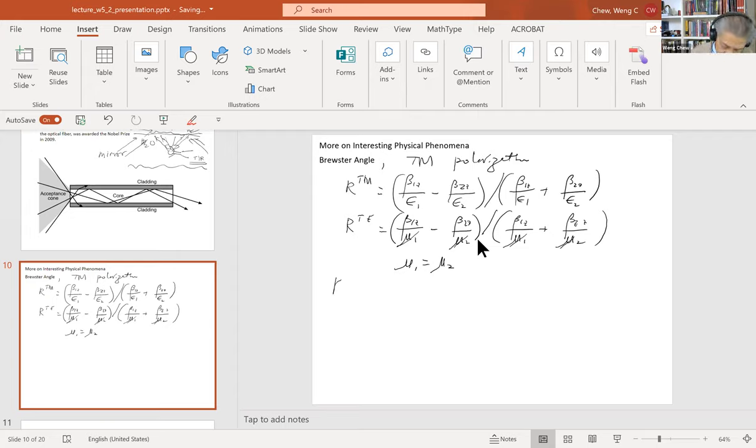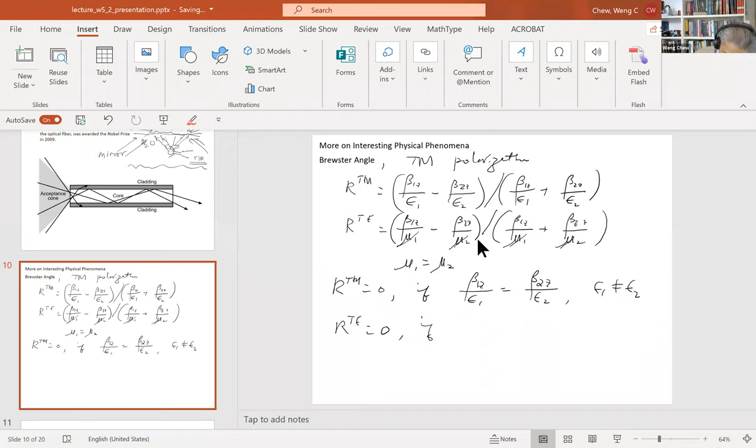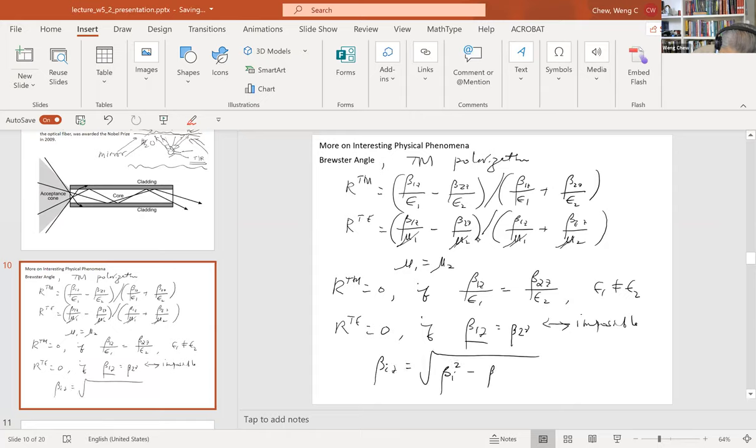And it turns out that R_TM is equal to 0 if beta 1z over epsilon 1 equals beta 2z over epsilon 2. This is possible if epsilon 1 is not equal to epsilon 2, and that kind of material happens all the time. However, R_TE is equal to 0 if beta 1z equals beta 2z. Because mu 1 and mu 2 are equal to each other, this is not possible. These two numbers cannot be equal to each other if beta 1 and beta 2 are different, because you remember that beta iz is the square root of beta i squared minus beta x squared. So if the beta i's are different, they cannot be equal to each other.